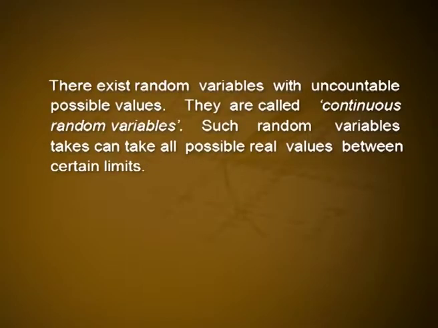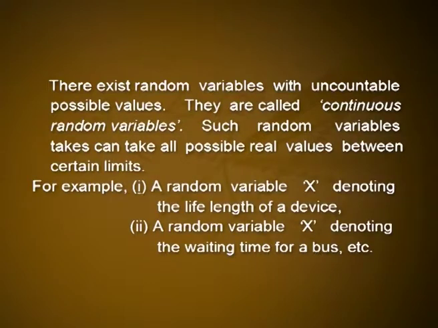There exist random variables with uncountable possible values. They are called continuous random variables. Such random variables can take all possible real values between certain limits. For example, 1. A random variable X denoting the life length of a device. 2. A random variable X denoting the waiting time for a bus, etc.